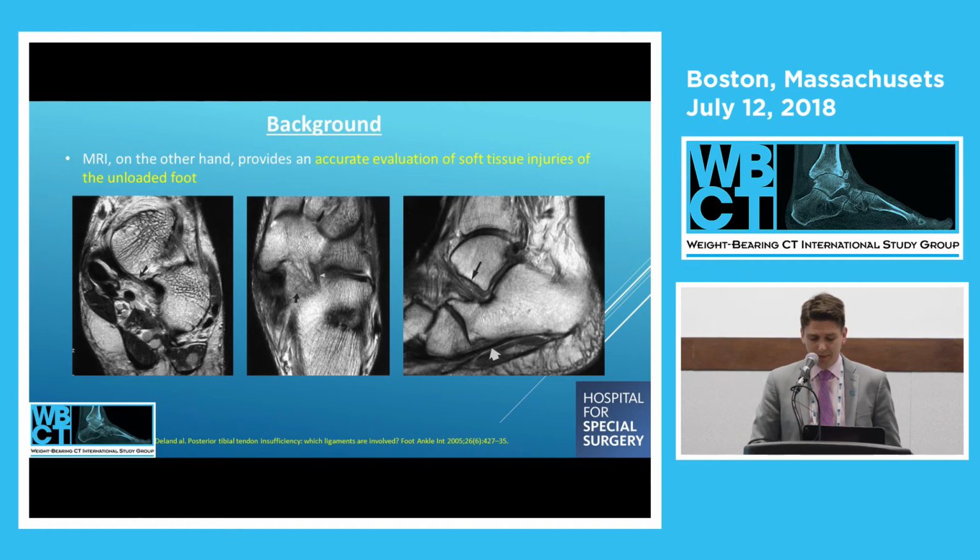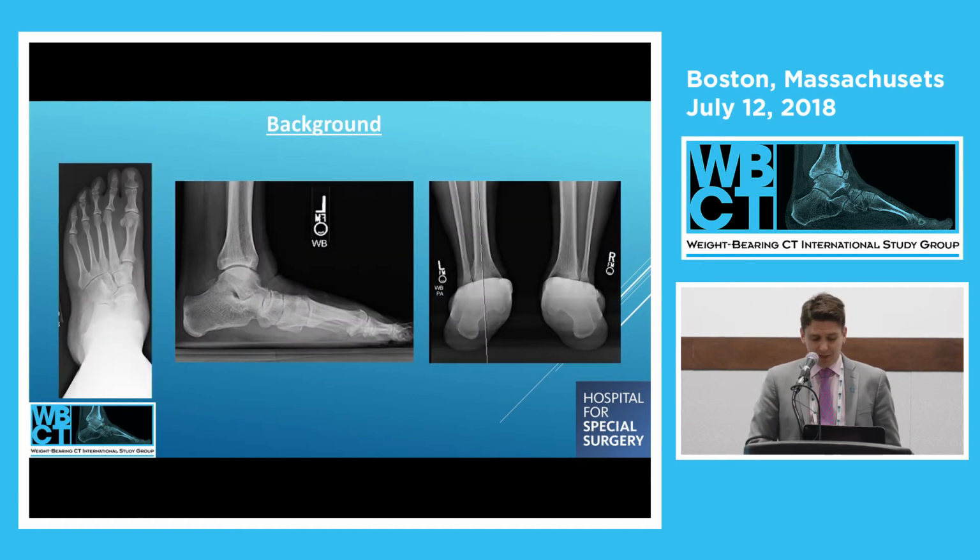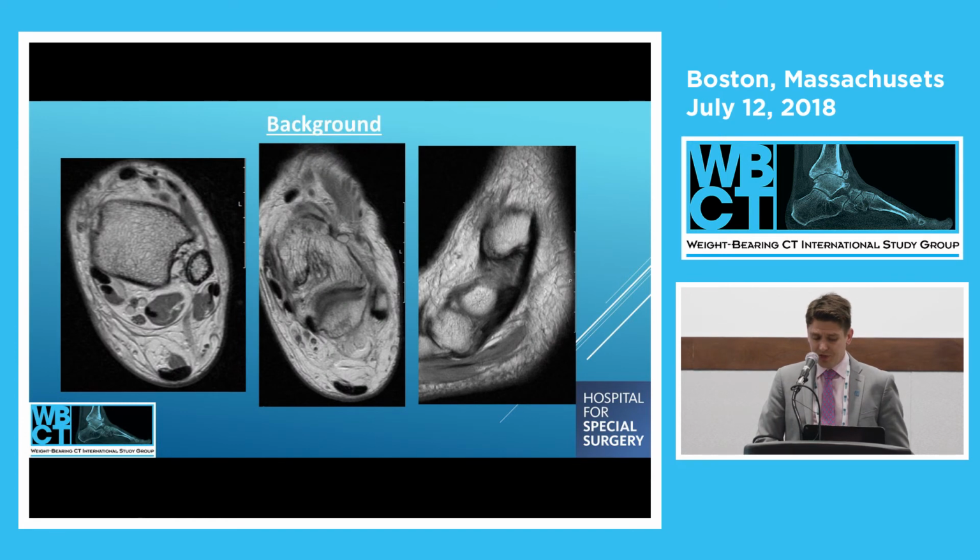So why not combine them? I'm just going to give a simple example here. So X-ray evaluation showing the abduction, the collapse of the longitudinal arch, and the valgus alignment of the hindfoot. And if you look at the MRI of this patient, the posterior tibial tendon is not that bad. You have an insertional tendinopathy, very low grade or intermediate. I would say it's not that bad for the tendon, but the deformity is pretty severe.